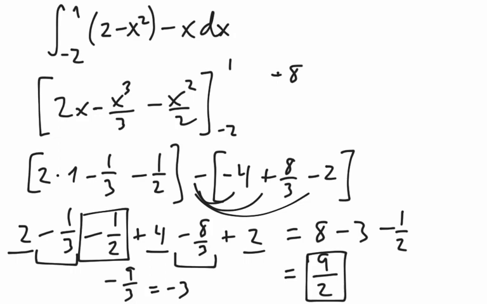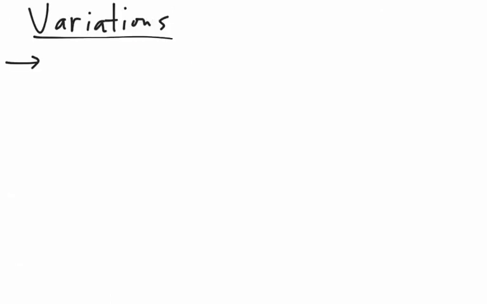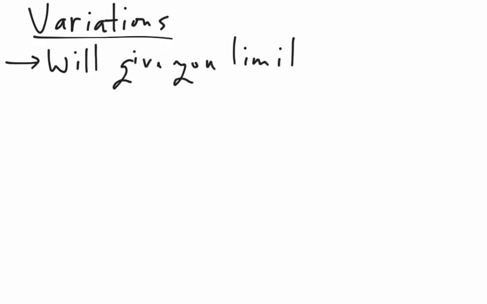This is the most time-consuming part of the thing because you have to calculate it, but the key here is setting up this integral. Some common variations of the area between two curves problems. One of them is that oftentimes the problem will give you the limits of integration. So it'll give you the a value and the b value, probably as x values, and that will help you because then you don't have to find the intersection points.